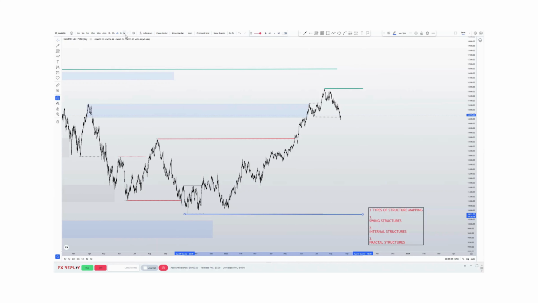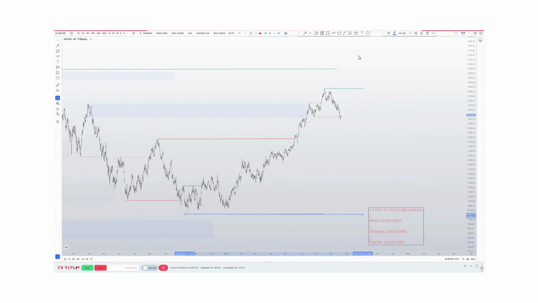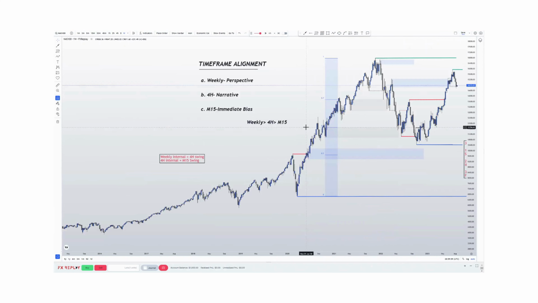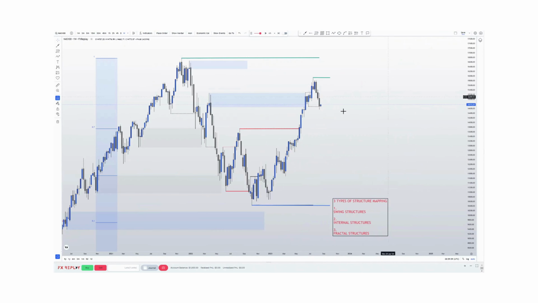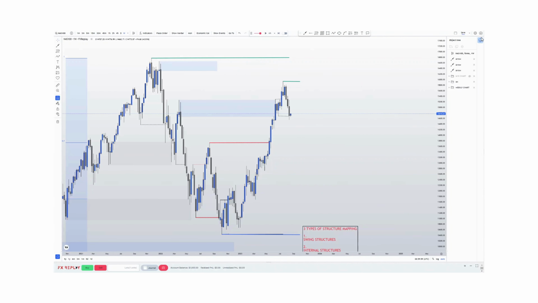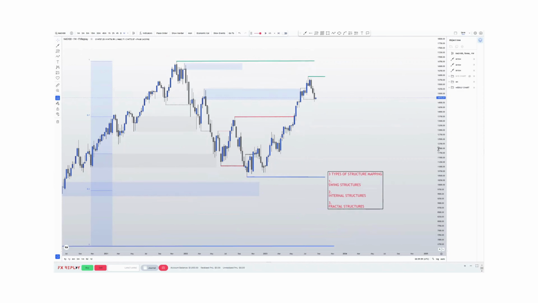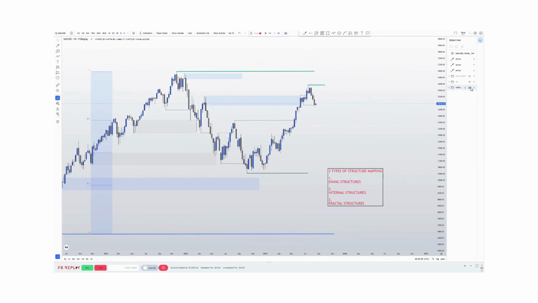The weekly, once we have a weak swing on the H4 on the weekly, we should have formed our internal week. You can see, as much as this is the H4 structure, it's also the weekly internal.